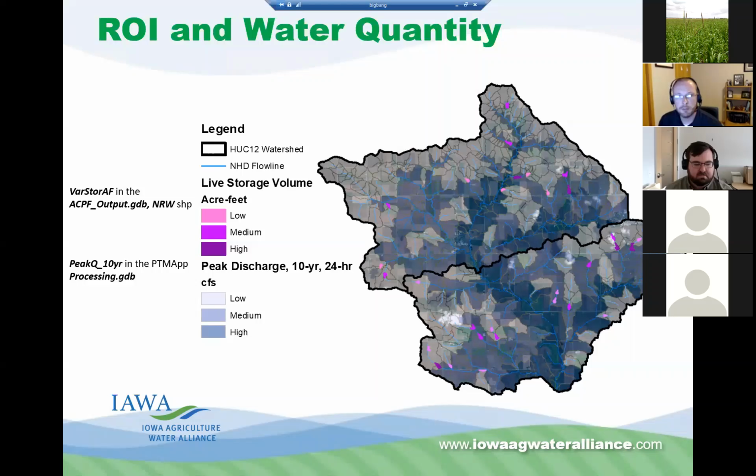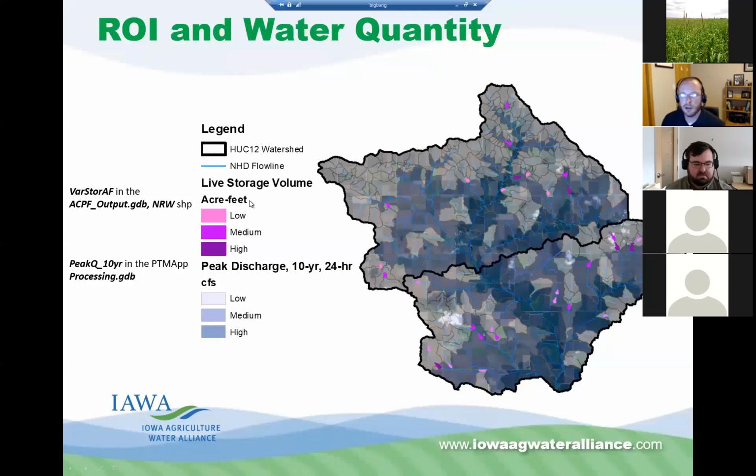And I'm displaying them with one variable that's already attached to that data, or one attribute, one field, whatever the jargon is you like to use to refer to those. So I brought in my nutrient reduction wetlands from ACPF, and I displayed them with this attribute here, VAR STOR acre feet. And what that is, it's a rough estimate of the live storage capacity within that practice.